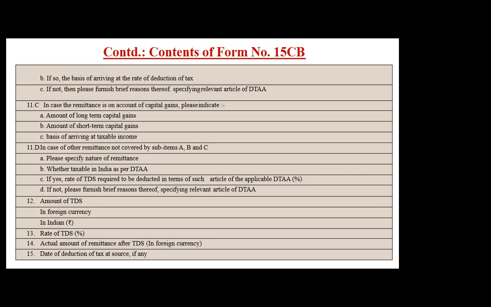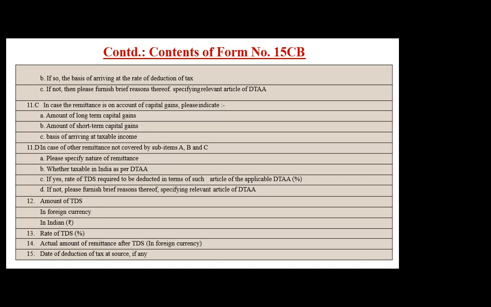And 11D is the residual category. If it doesn't fall in all above 3 categories, then you go to 11D, which says, for example, guarantee commission or say gift to non-resident. It doesn't come under any of the above categories, then you go to 11D. Then amount of TDS, which we have already decided. It has to be, again, in foreign currency and in Indian currency.